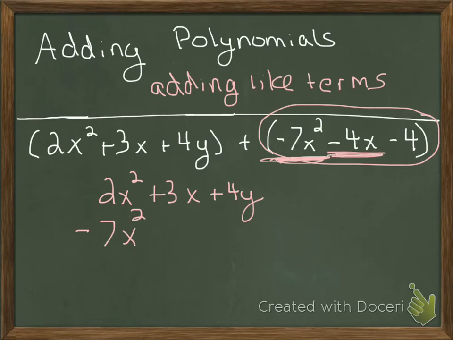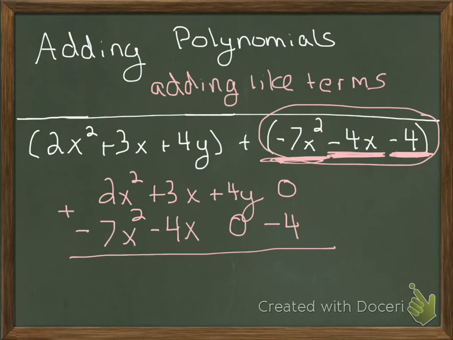Next I've got my negative 4x. That's going to go underneath my 3x. And then I've got this negative 4 right here. Well, it doesn't have a like term. So I've got to think about this for a second. What am I going to do with it? So I'm going to take it and put it out to the side. And I'm going to put a 0 above it for a placeholder. And you'll notice that 4y doesn't have one, so I'm going to put a 0 under it for a placeholder.